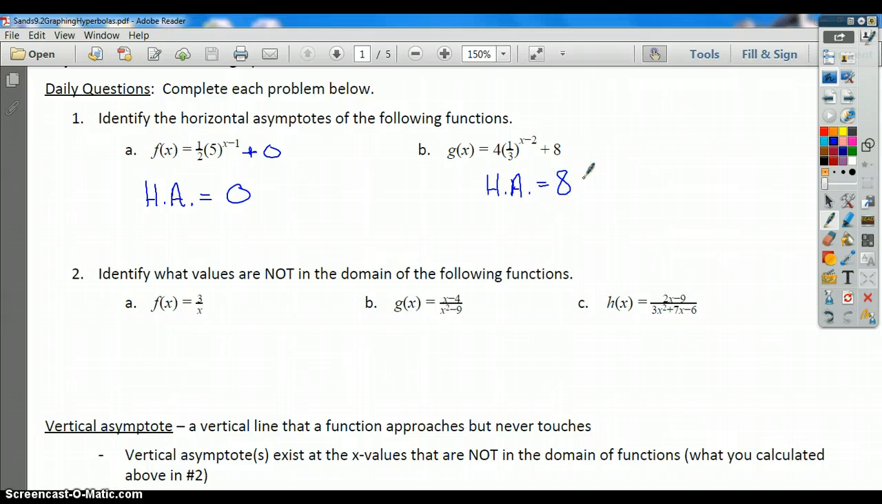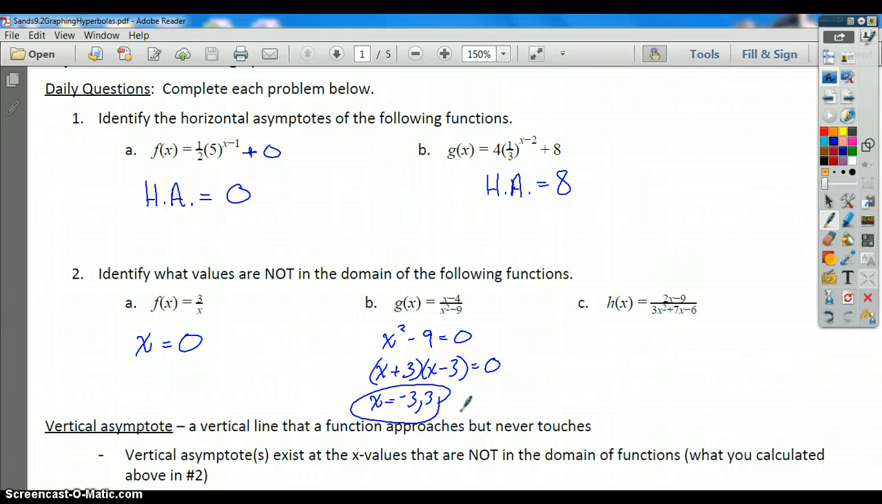In number 2, identify what values are not in the domain of the following functions. So what values won't work? In A, the only value that won't work here is if you were to divide by 0. So the only value that won't work is when x is 0. In B, we want to know when x squared minus 9 equals 0, because there are no square roots. So what we're going to do is factor this. This is x plus 3 times x minus 3 equals 0. So you can see x is negative 3 and x is positive 3. Those are the two values that you cannot put into that function g of x because they were going to give you an error.